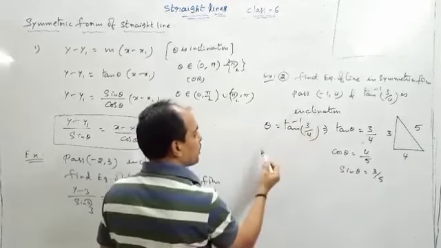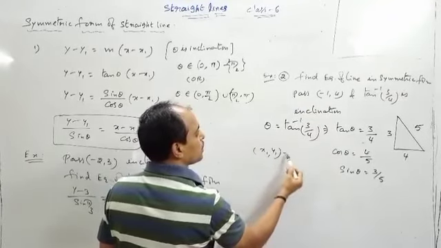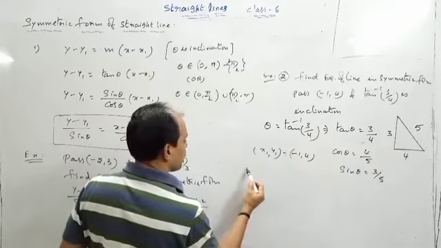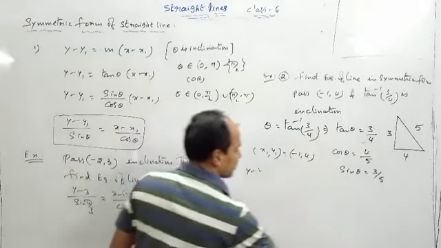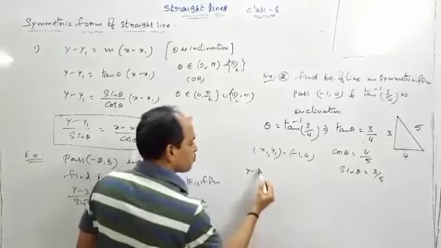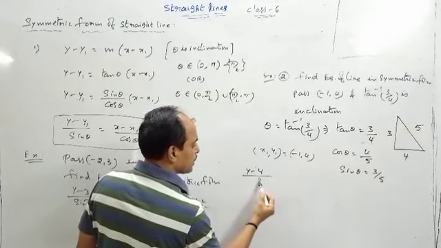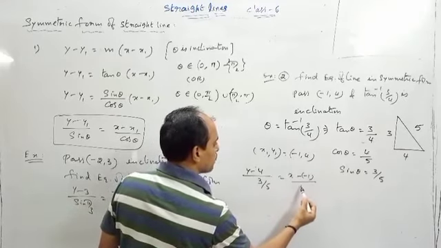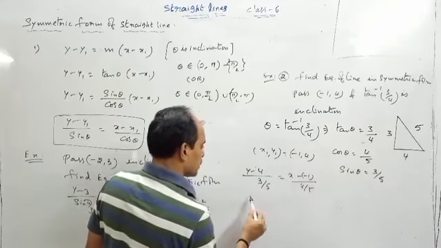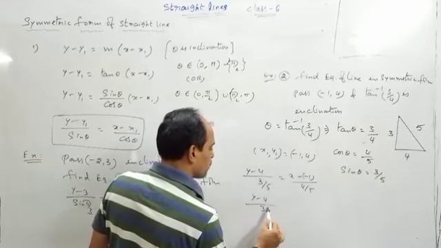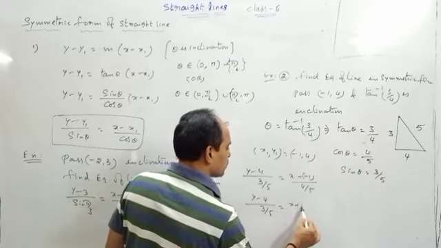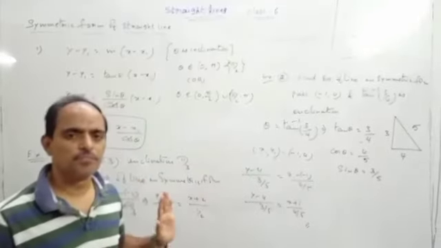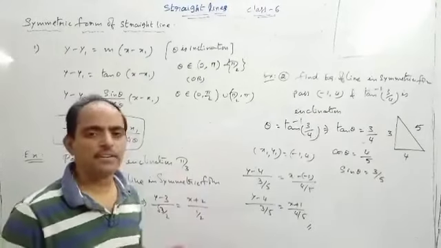So what about our point? x1, y1 is equal to minus 1 comma 4. Now the equation is y minus y1, what is y1? y minus 4 by sin theta is equal to x minus x1 by cos theta. That is, y minus 4 by 3 by 5 is equal to x plus 1 by 4 by 5. We just write it like this only. So that is enough for symmetric form. Okay.